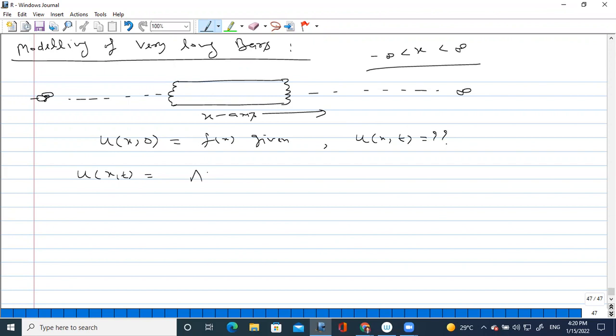Your formula will be like a cos(px) plus b sin(px), in place of λx I am writing px, into e to the power minus p²c²t. So the same formula only I am using. Everything is same. Now Fourier transformation you have to apply to find out the u(x,t).